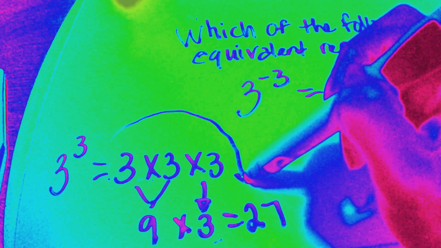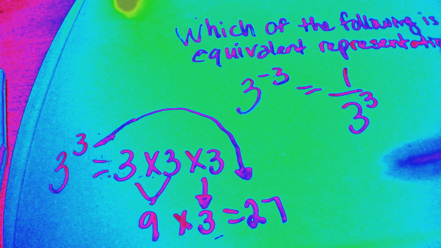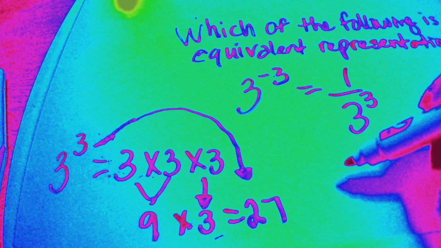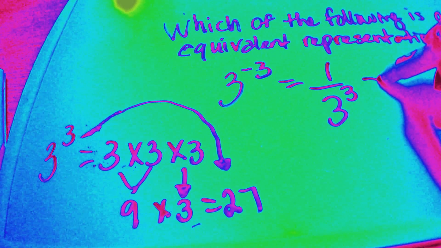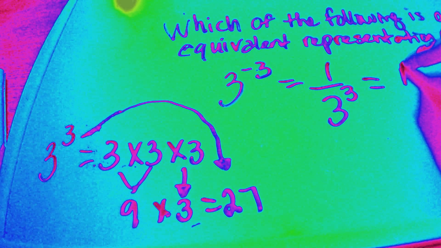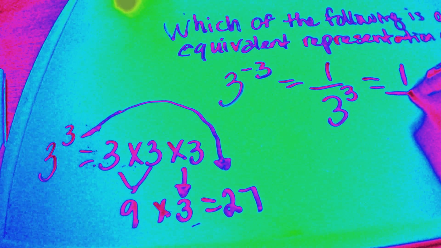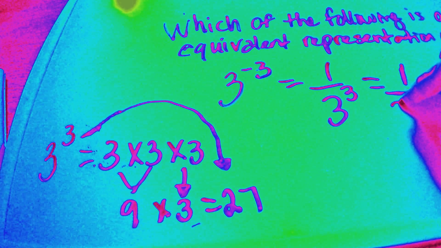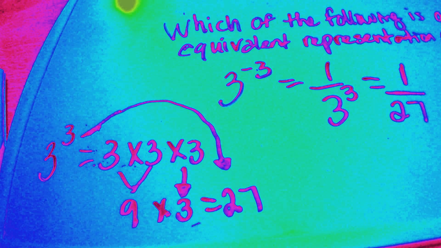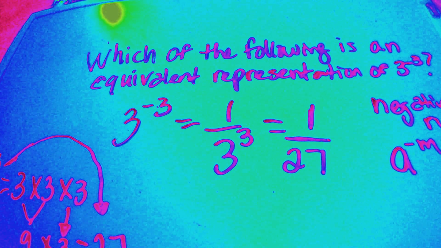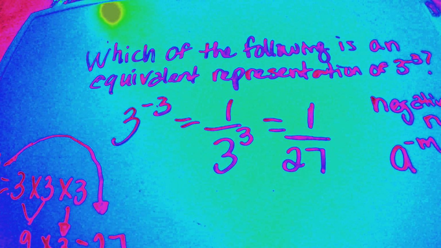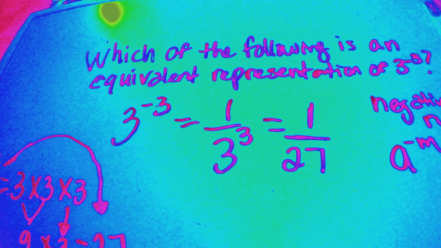So 3 to the third power equals 27. So if we want to simplify this, we will write 1 over 3 to the third power, and 3 to the third power equals 27. So for this problem, the equivalent expression to 3 to the negative third power will be 1 over 27.